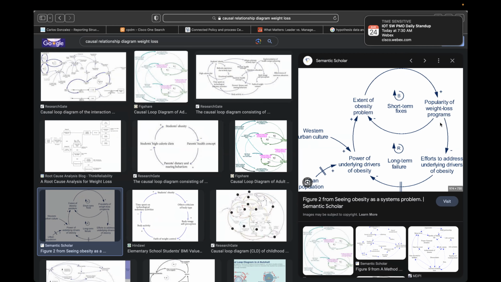So again, that's the underlying drivers of obesity. So the more there's weight loss programs and the more successful they are, the more we don't actually address these systemic problems. So again, this is also called a causal loop diagram because it shows you here's some causes that drive results, and here's how it affects it.